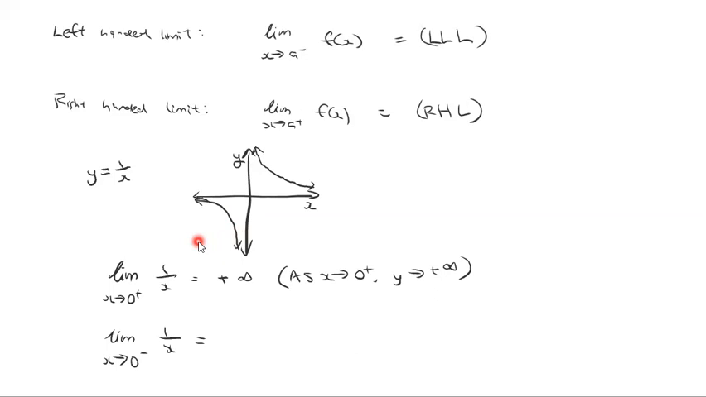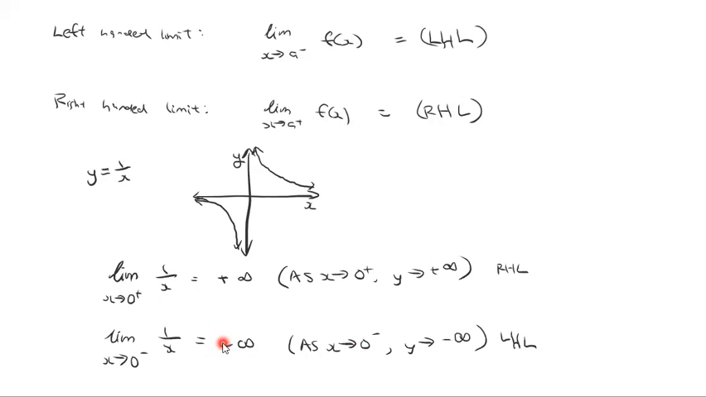Positive or negative? Negative. So this is, if you like, your right-handed limit, right? You're doing 0 on the positive side. And this is your left-handed limit, right? You're doing 0 on the negative side. Does that make sense? This is our right-handed limit, and this is our left-handed limit. So, are they equal?